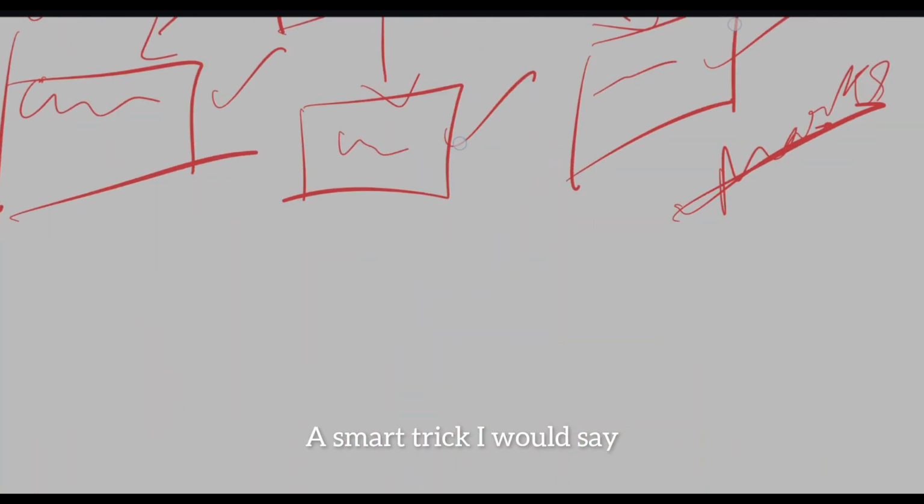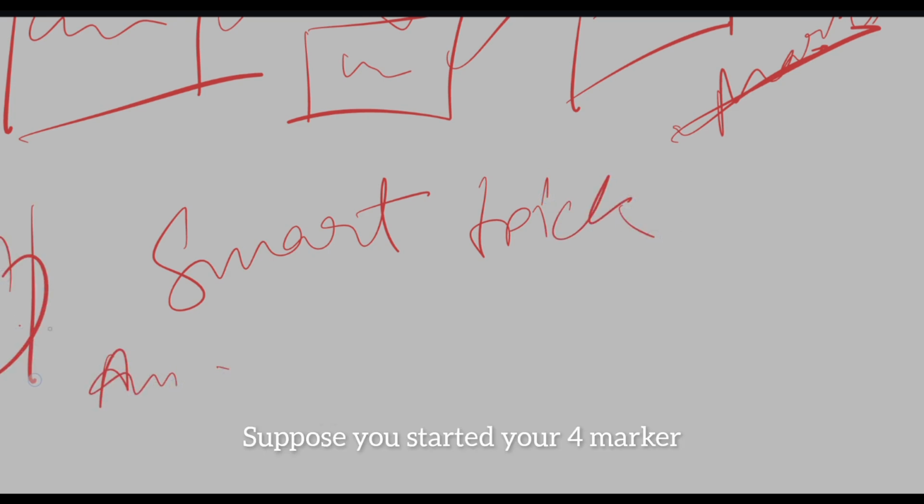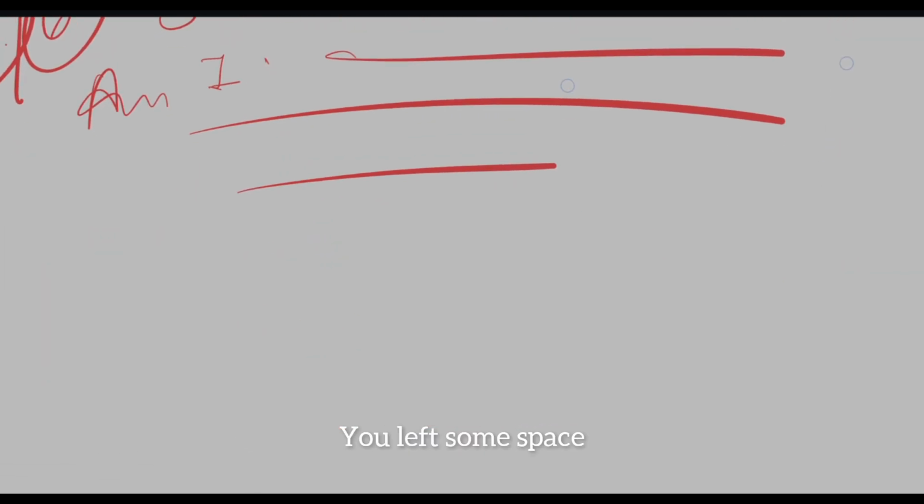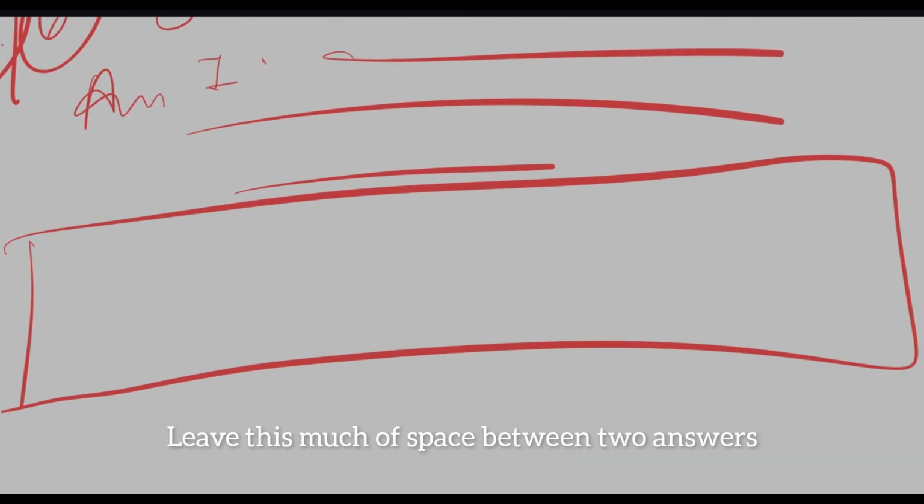What I did, a smart trick, I would say: leave space. You write your answer. Suppose you started your 4 marker or your 6 marker. You wrote your first 4 marker, 6 marker. You wrote the answer, all right. You left some space. Leave this much space between 2 answers, okay?